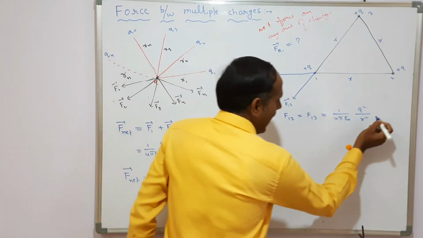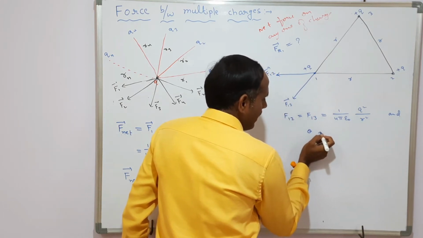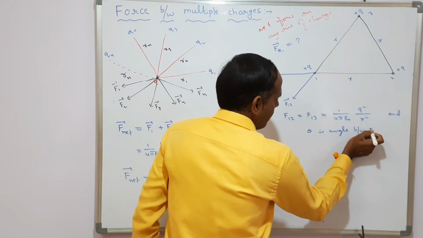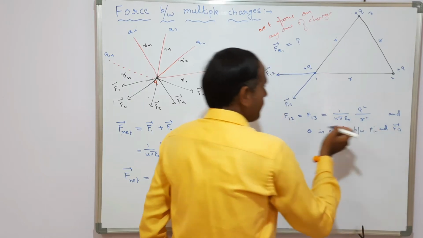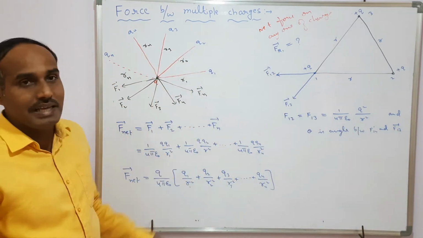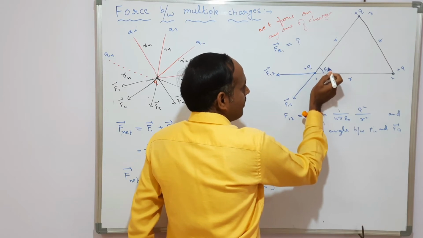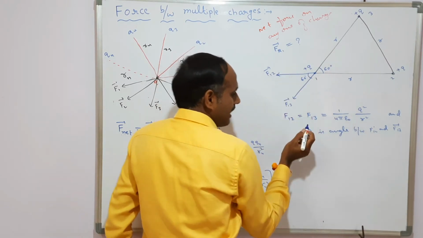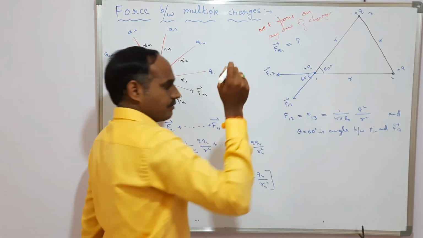And the angle between them is theta. Theta is the angle between F12 bar and F13 bar. Is there any problem with this? And this theta, as this is the equilateral triangle, this angle is definitely 60 degrees. So when it is 60 degrees, it is also 60 degrees. Means can I write theta is equal to 60 degrees.